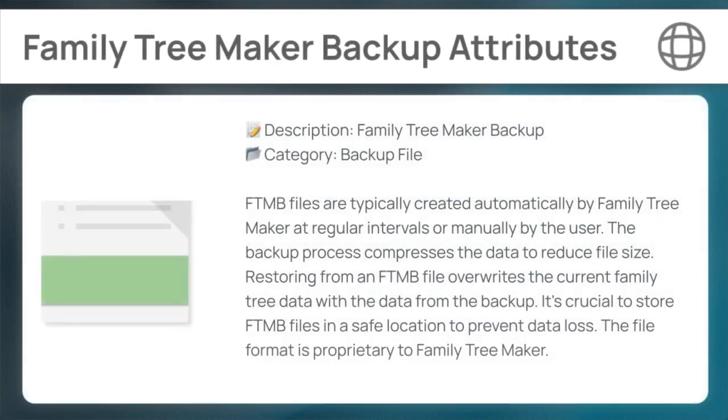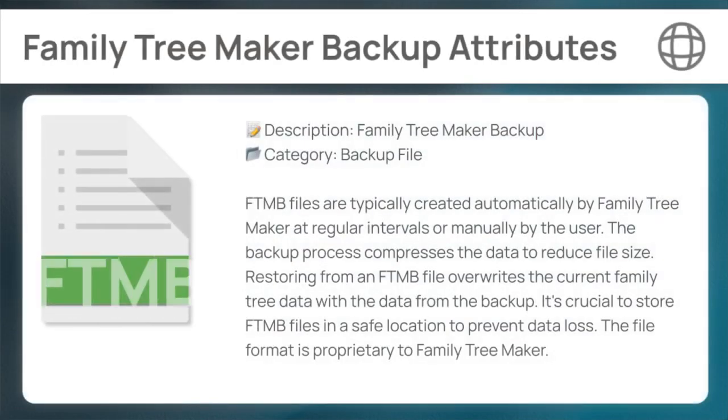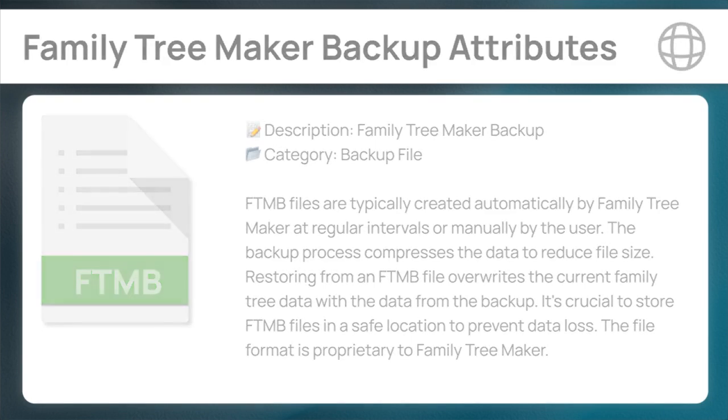FTMB files are typically created automatically by Family Tree Maker at regular intervals or manually by the user. The backup process compresses the data to reduce file size. Restoring from an FTMB file overwrites the current family tree data with the data from the backup. It's crucial to store FTMB files in a safe location to prevent data loss. The file format is proprietary to Family Tree Maker.